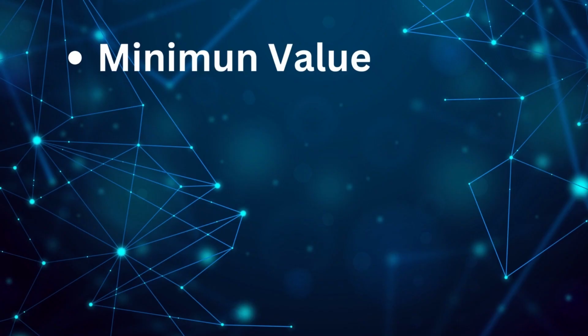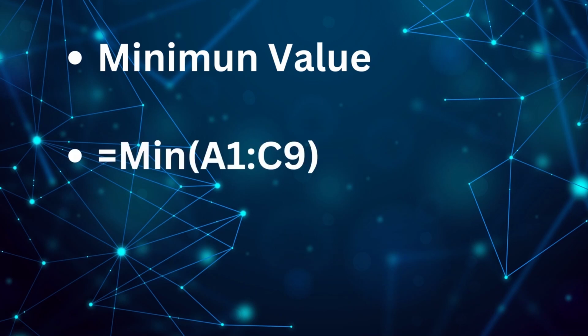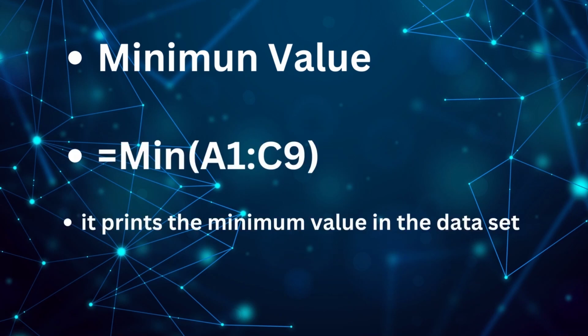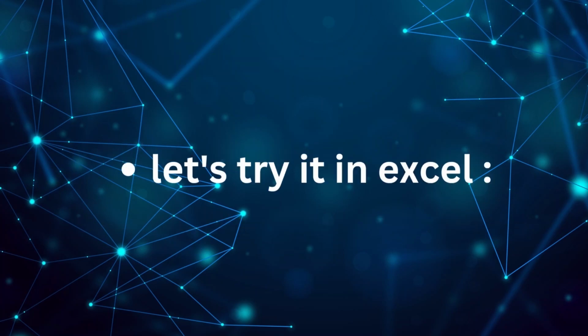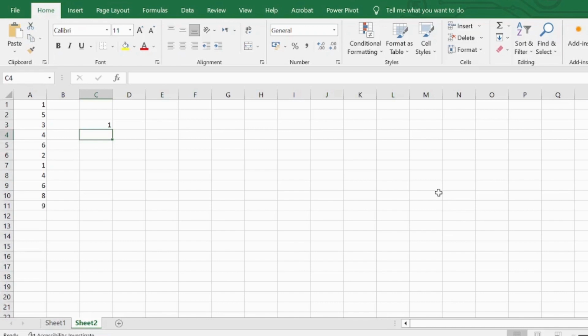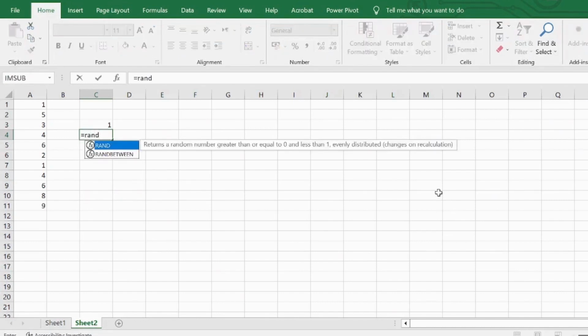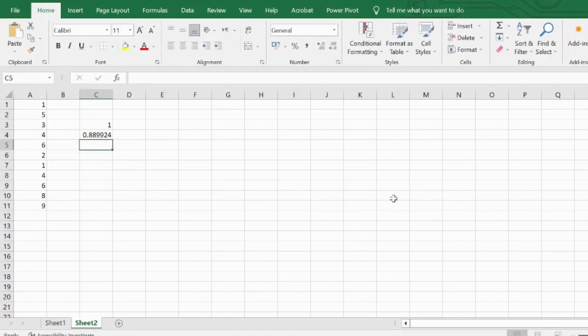Now let's talk about getting the minimum value in Excel. There is a function called min. It prints the minimum value in the data set. Let's try it in Excel. Let's create a random number in this cell using the rand function. Let's get a sample of data by it. Horizontally and vertically.